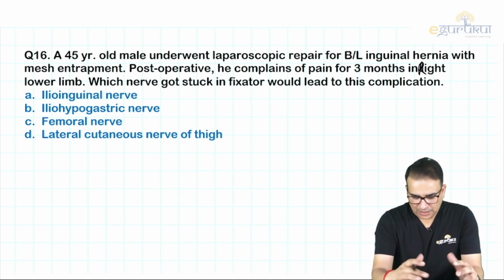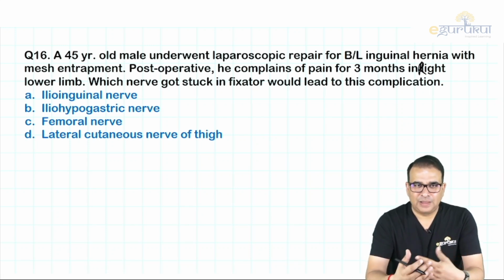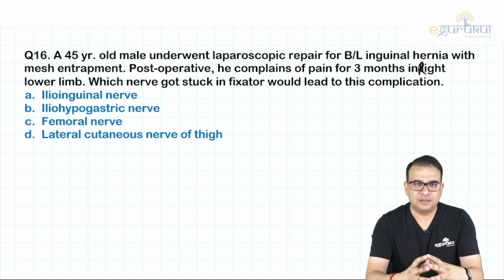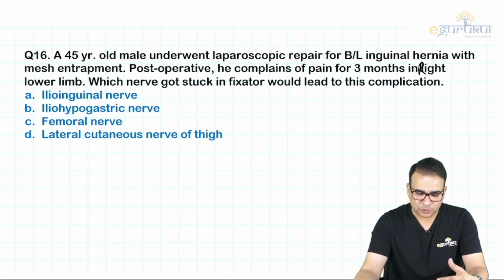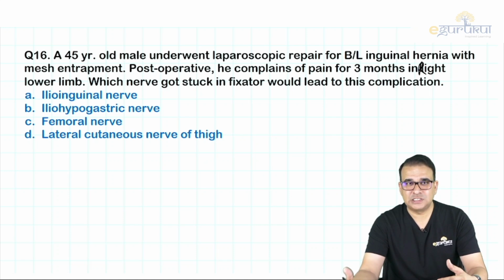Now see, in this laparoscopic hernia repair, there are multiple nerves which can get injured here. If we go with the surgical text, they say that the most common nerve involved in this laparoscopic hernia repair is the lateral cutaneous nerve of thigh.